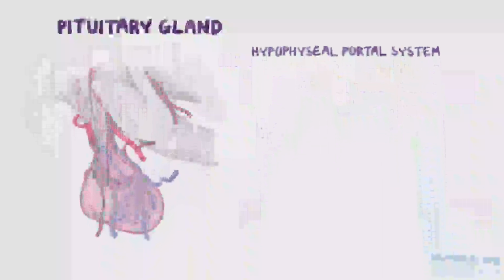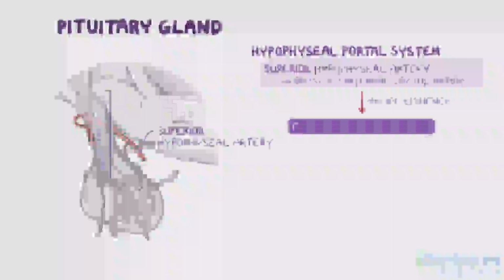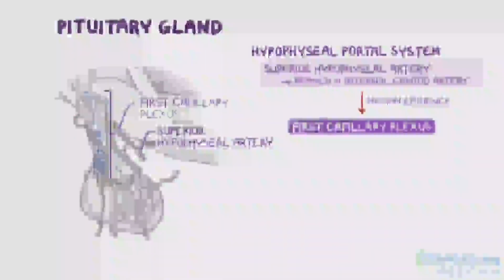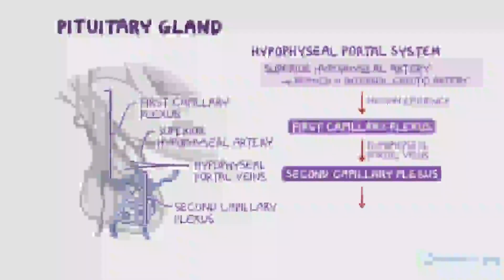This system starts with the superior hypophyseal artery located on both sides of the gland, which is a branch of the internal carotid artery. It enters the median eminence and forms the first capillary plexus. Blood from the first plexus is gathered into hypophyseal portal veins that enter the adenohypophysis and form the second capillary plexus. Then the blood drains into the hypophyseal veins and joins the systemic circulation.